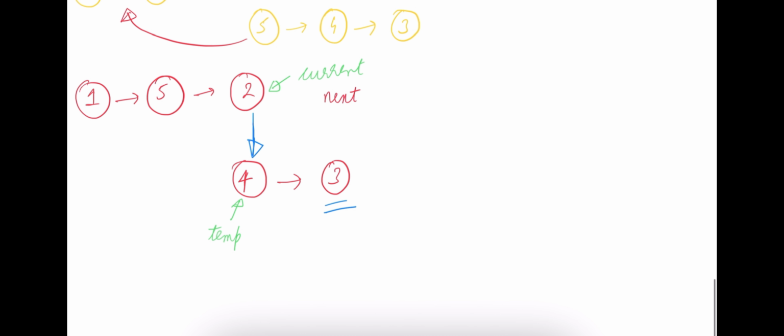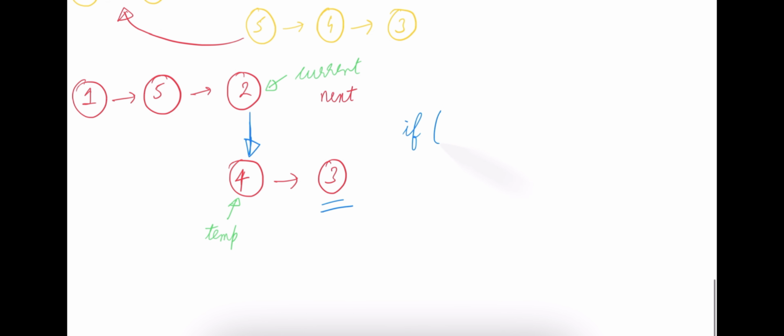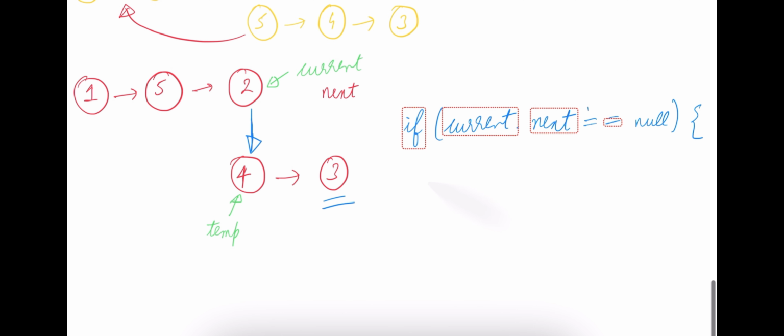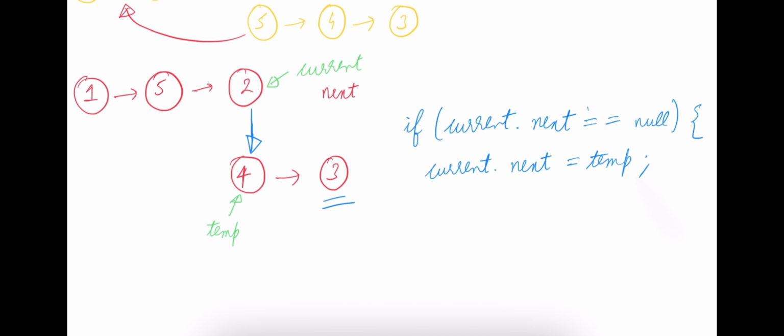If we don't add this check, then we're going to lose updating node 3 into our merge. That is why we need a check where we are checking if current dot next, or simply next if we are setting that to current dot next, is null. Then we can set our current dot next to temp, and since this is going to be in a loop, we can break out of the loop.